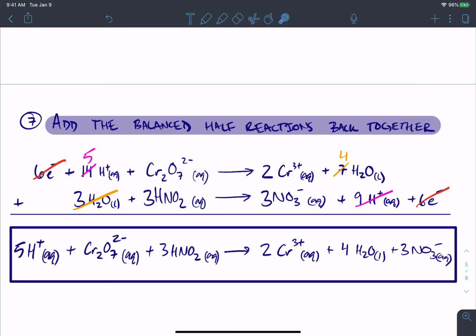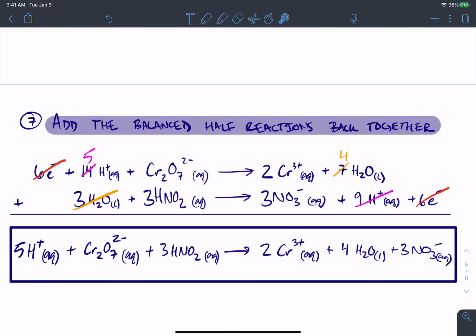So what I'm left with is 5 hydrogen ions, which I brought down here. We have the dichromate anion, which I brought down here. We have the 3HNO2, which I brought down here. And that's it for the reactant side. Then we jump over to the product side. We have the 2 chromium-3 ions brought down here to the product side. We have 4 H2O molecules down here, and we have the 3 nitrates also brought down here.